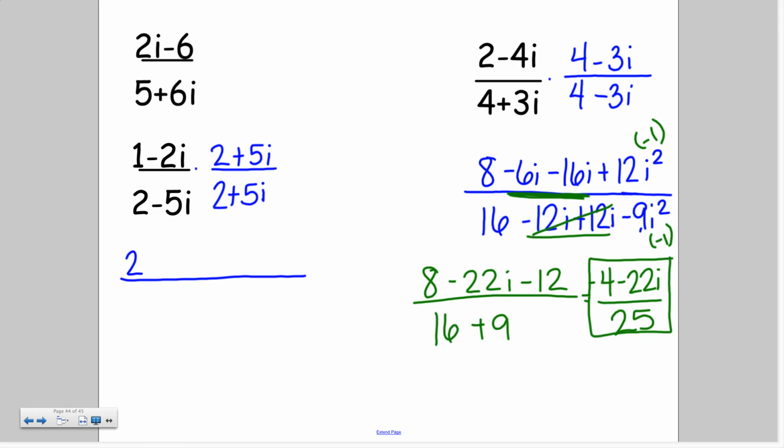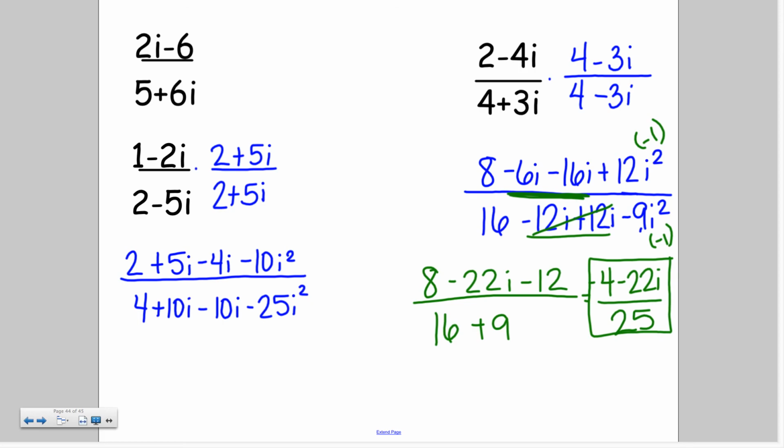numerator is going to be 2 times 1, which is 2. 1 times 5i, which is plus 5i. Negative 2i times 2 is negative 4i. And then negative 2 times 5 is a negative 10i squared. Okay? Now FOIL it out on the bottom, or do the box method on the bottom. 2 times 2 is 4. 2 times positive 5 is positive 10i. Negative 5 times 2 is negative 10i. And then negative 5 times 5 is a negative 25i squared.